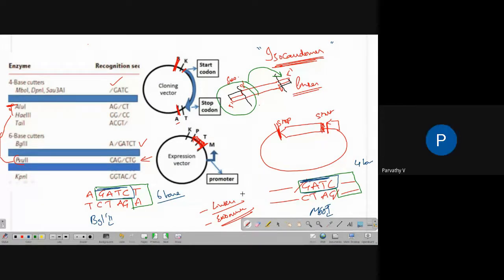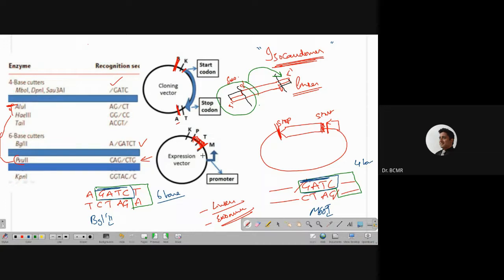So you mentioned that we can use both P and M to digest the expression vector. Is there a necessity for us to use two different restriction enzymes there? Because there's no need for us to replace it, right, sir? We can just insert it.